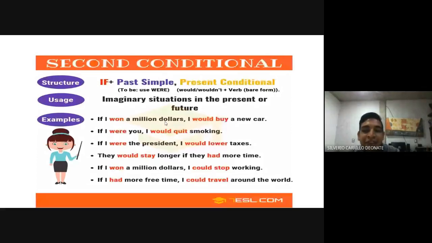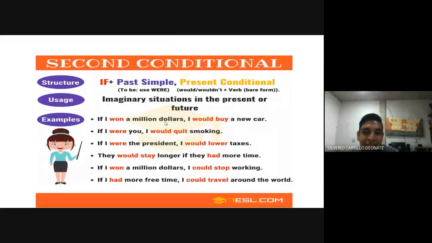If the if clause goes in the middle, then we don't need the comma to link the sentences. If I were the president, comma, I would lower taxes. But in the fourth example, they would stay longer if they had more time. At the same time, we can exchange the order: if they had more time, they would stay longer. That's just so you have an idea of how this works.